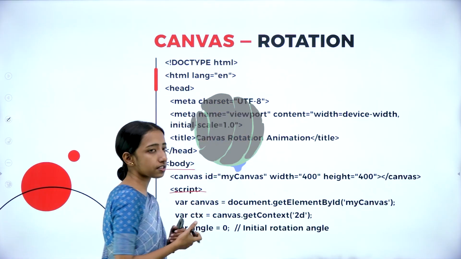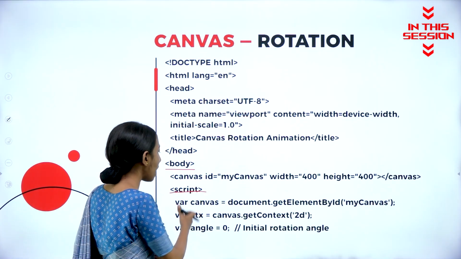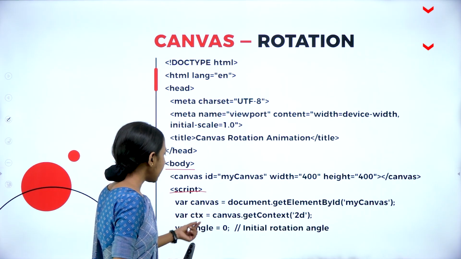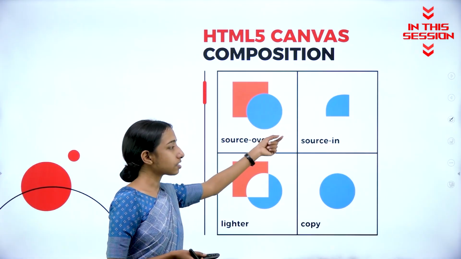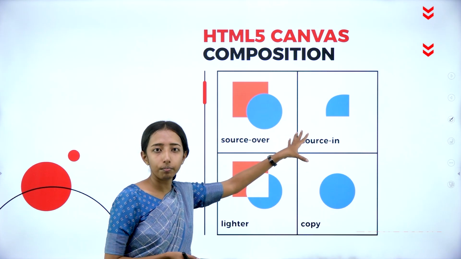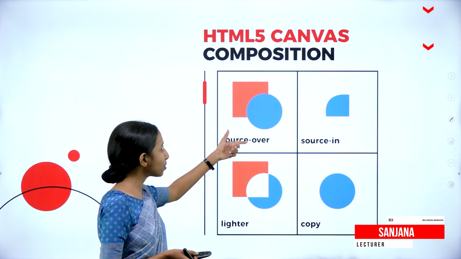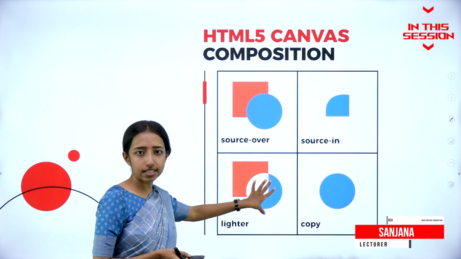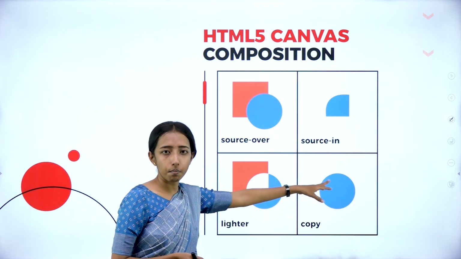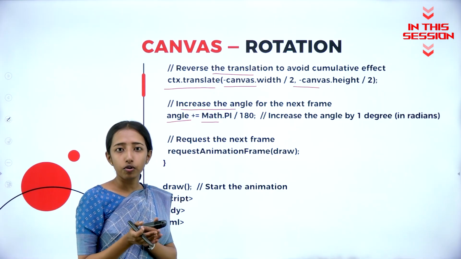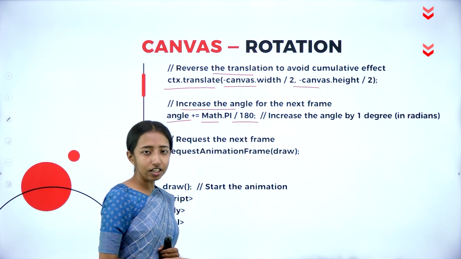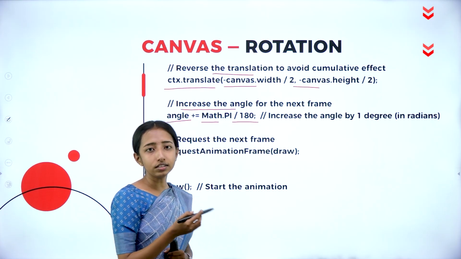Here we have used the scripting tag, and here we have taken three variables, that is the canvas, ctx and the angle, and the source scene where everything else will be transparent, and here source over which overlaps, and the lighter part makes it lighter, and the value of pi, that is 3.14, will be divided by 180, so it will give you 1 degree.